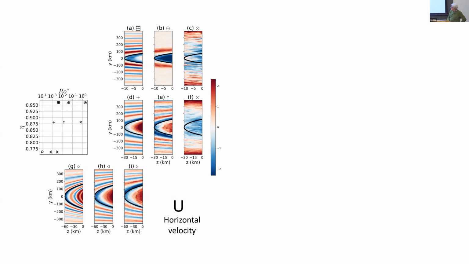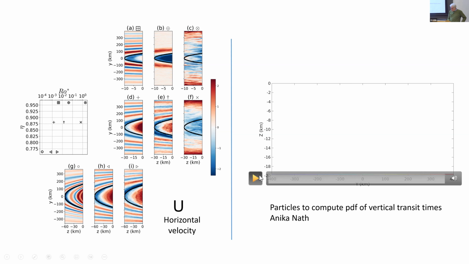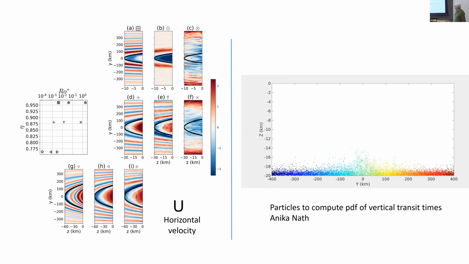Here's our sequence of 9 experiments. Many were done in this parameter regime, and remember Enceladus and Europa around here. This is the zonal flow. So you get a whole zoo of solutions. And I wanted to show you these calculations that Annika helped us do.